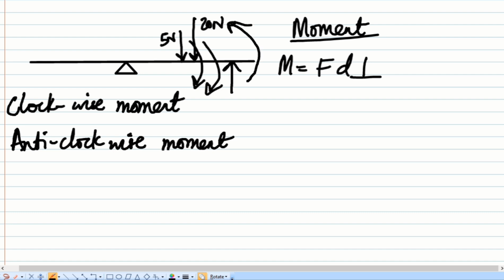Which is anti-clockwise, it's going counter the way the clock should go. So we have two types of moments, and whenever we're solving a question on moments, you either take the clockwise moment as positive and the anti-clockwise as negative, or you take the anti-clockwise as positive and the clockwise as negative. Now, which is the best? Most often than not, we take anti-clockwise as positive and clockwise as negative. So I've been able to establish that we have clockwise and anti-clockwise moments.